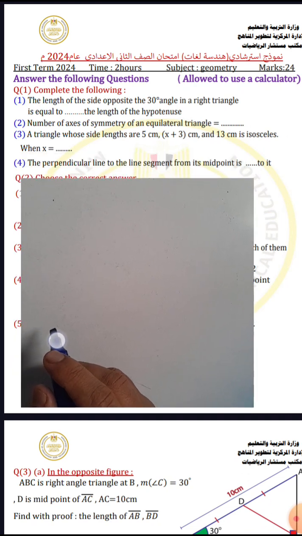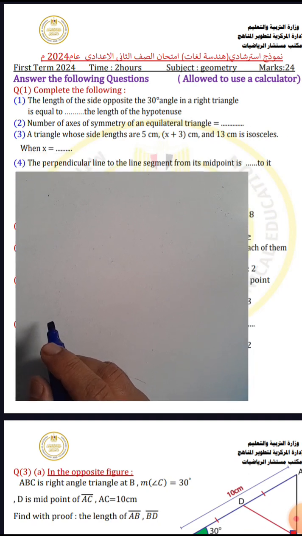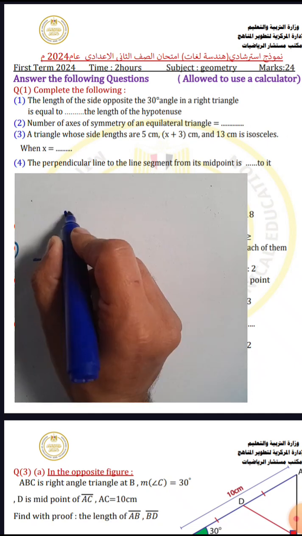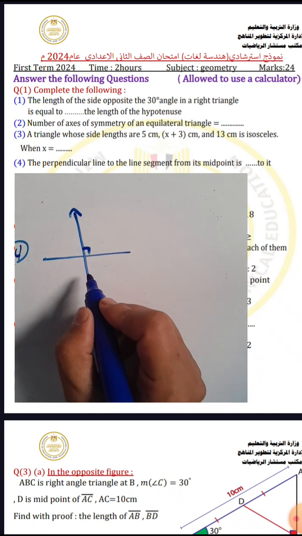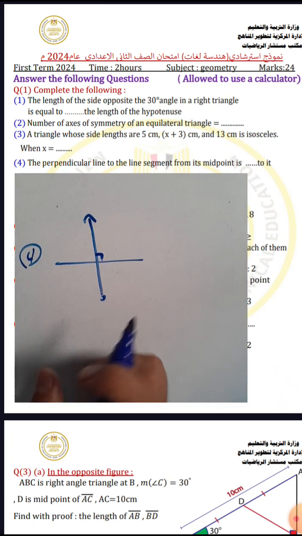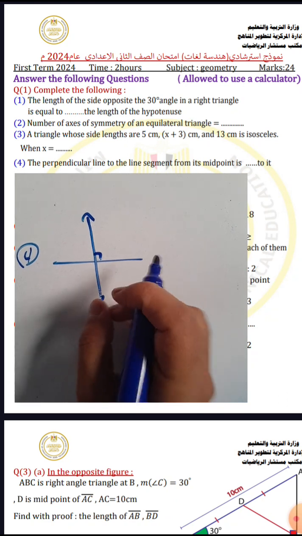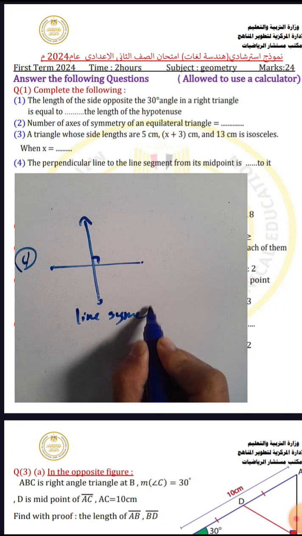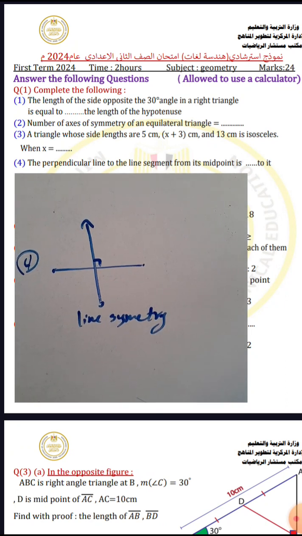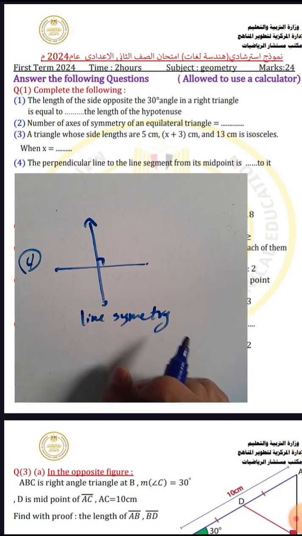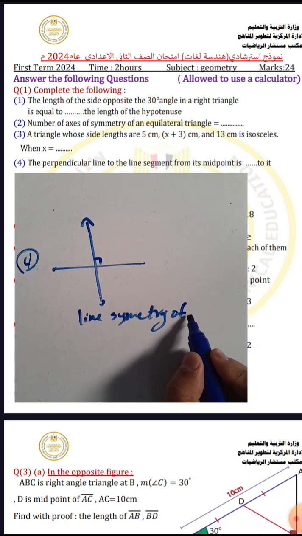Question number 4. The perpendicular line to a straight line segment from its midpoint is space to it. We have here a perpendicular. The perpendicular line to a line segment from its midpoint is space to it. We call it what? Line symmetry. The perpendicular line to the line segment from its midpoint is the line of symmetry of it.